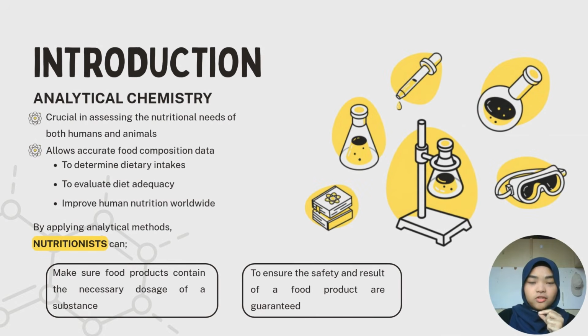Before we dive into titrations, let's get to know the application of analytical chemistry. Analytical chemistry is crucial in assessing the nutritional needs of both humans and animals. It allows accurate food composition data to determine dietary intakes, evaluate diet adequacy, and improve human nutrition worldwide. By applying analytical methods, nutritionists can make sure food products contain the necessary dosage of a substance as well as ensure the safety and result of a food product.